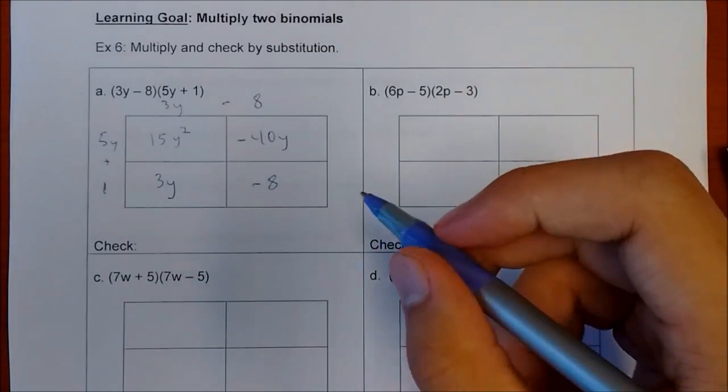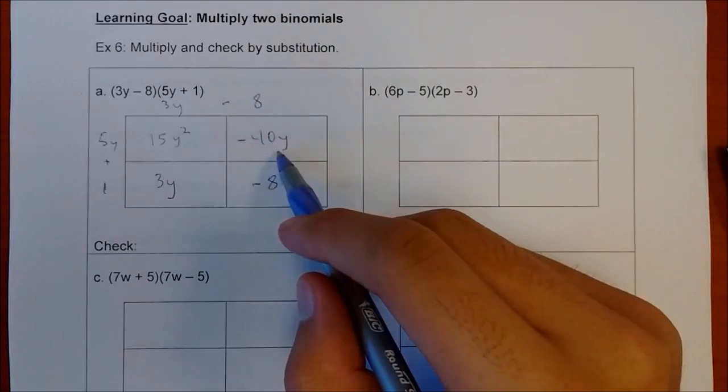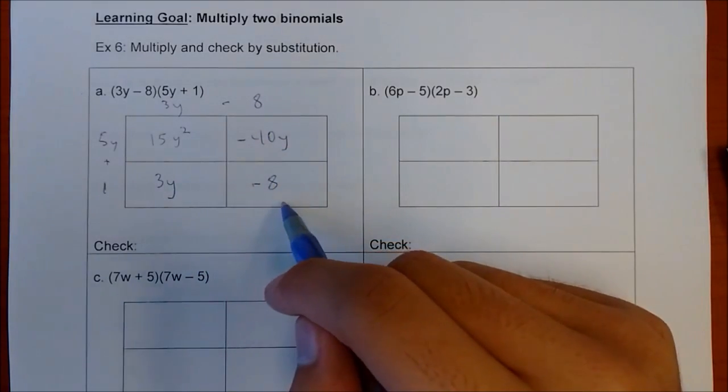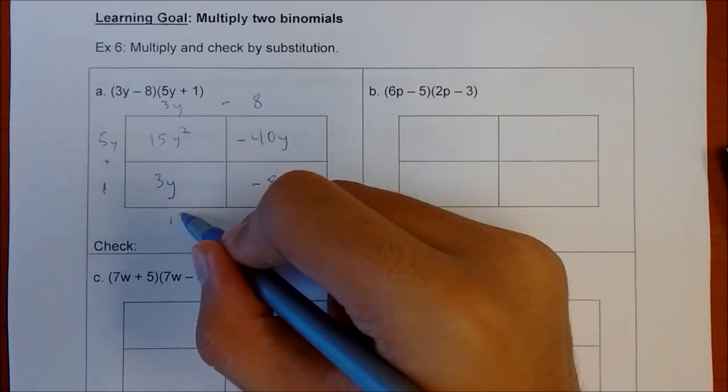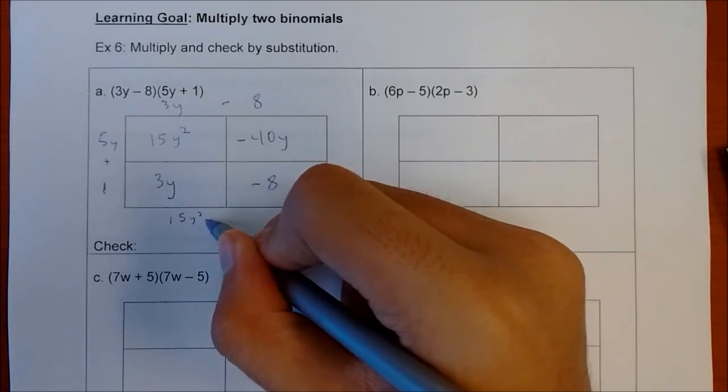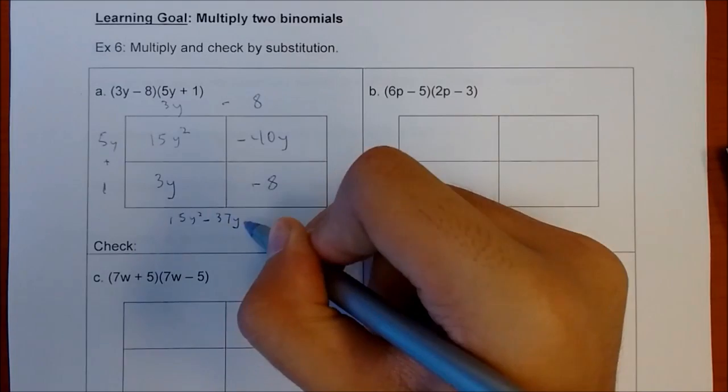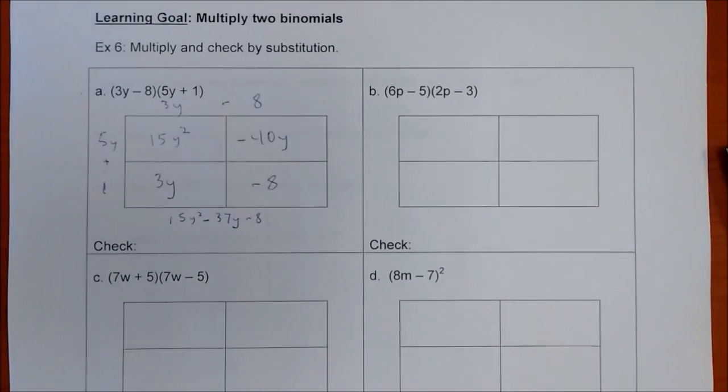And to add these all together, we have 15y squared minus 40y plus 3y minus 8. And we notice that we have to combine these two. So we actually have 15y squared minus 37y minus 8 for our final answer.